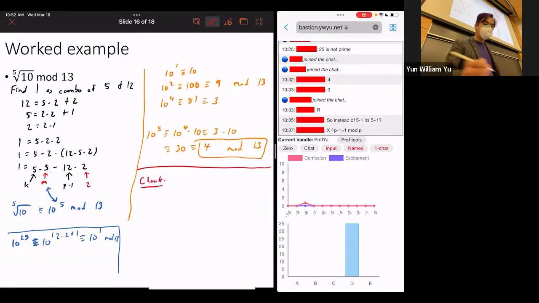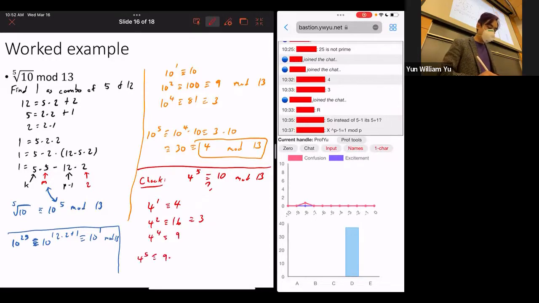So how do we check this? We check to see if 4 to the 5th is congruent to 10 mod 13. So is it? Well, 4 to the 1 is congruent to 4. 4 squared is congruent to 16, which is congruent to 3. And 4 to the 4 is congruent to 9. So 4 to the 5 is congruent to 9 times 4, which is congruent to 36, which is congruent to 10 mod 13.